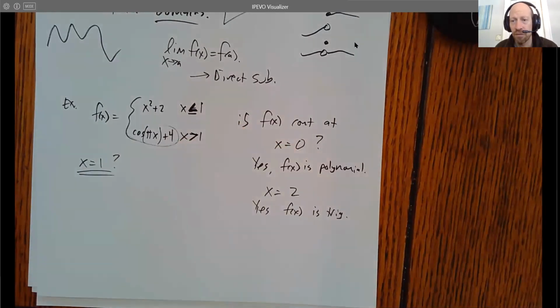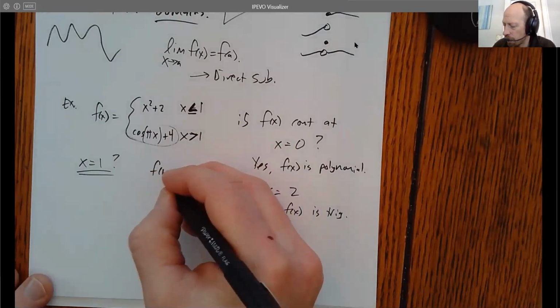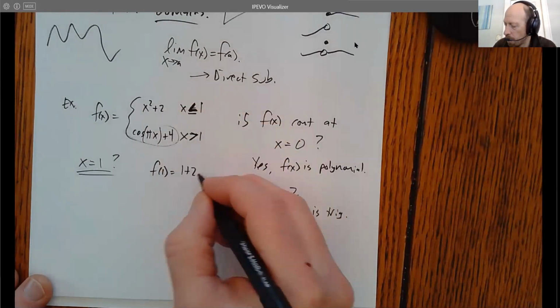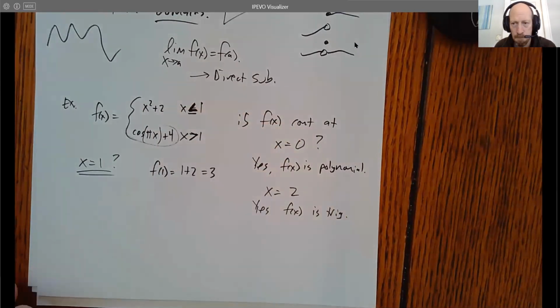So let's fix that. So is this function now continuous? Now we do have an f of 1, right? F of 1 is 1 plus 2, which is 3. So is it continuous, because f of 1 equals 3?